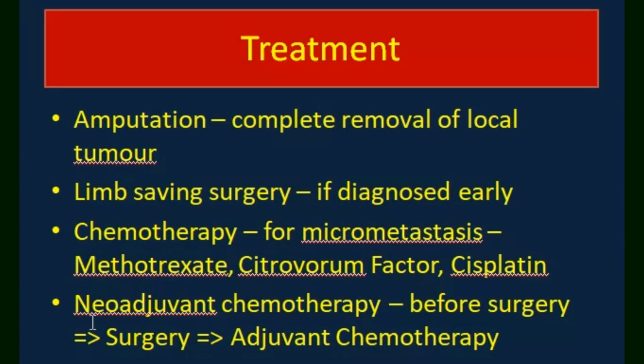So, the treatment algorithm usually is that first neoadjuvant chemotherapy is given before the surgery to reduce the micrometastasis and to reduce the tumor size as much as possible. And then we do a surgery so that now we can remove the tumor, and after that adjuvant chemotherapy is done to prevent recurrence. This is the algorithm over here. Neoadjuvant chemotherapy before the surgery to reduce micrometastasis and the size, then surgery, then adjuvant chemotherapy.